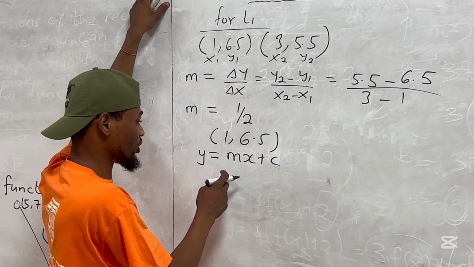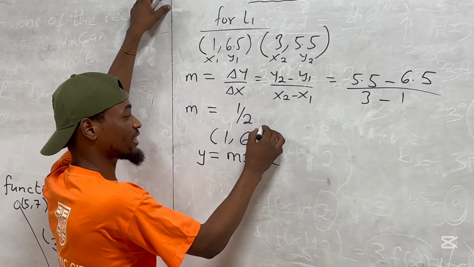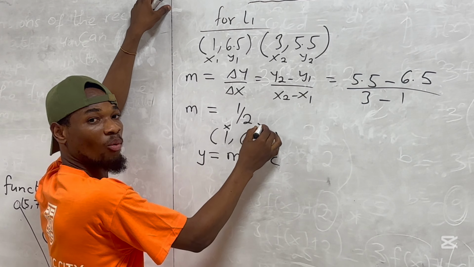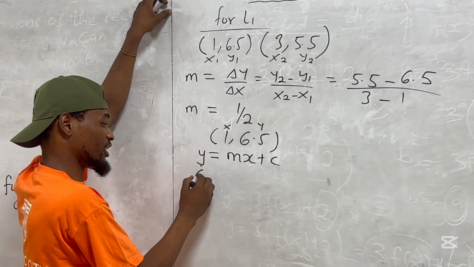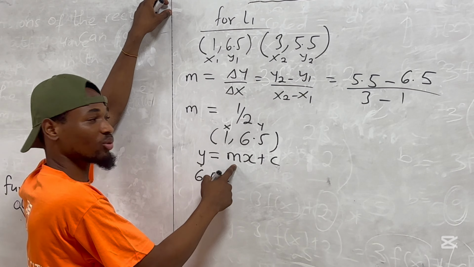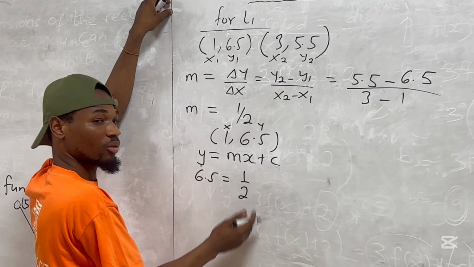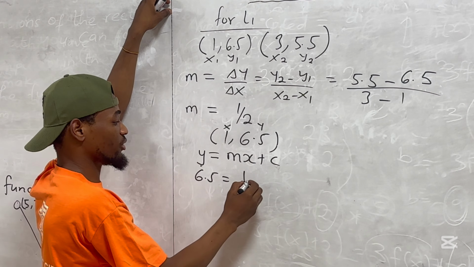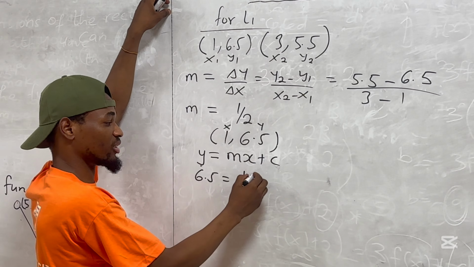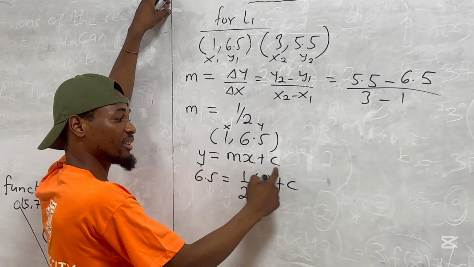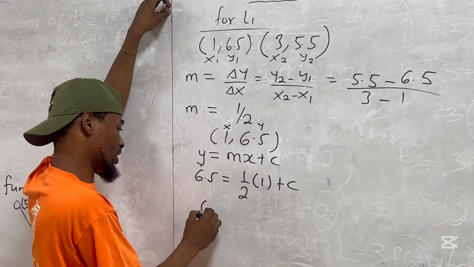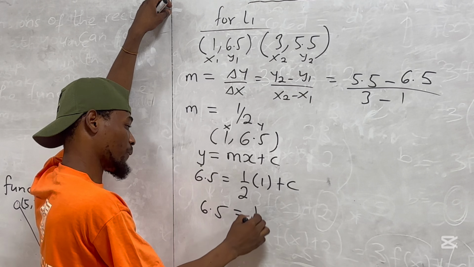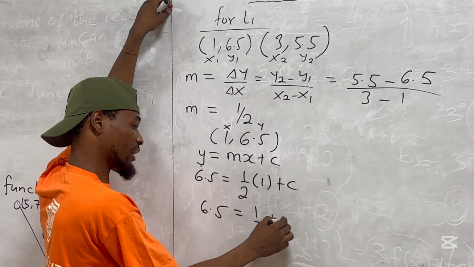So we have it this way. If this is my x and this is my y, so I have y, which is 6.5, is equal to the gradient, which is half, 1 over 2, then what is my x? My x is 1, then plus c. Okay. So I have 6.5 is equal to half plus c.